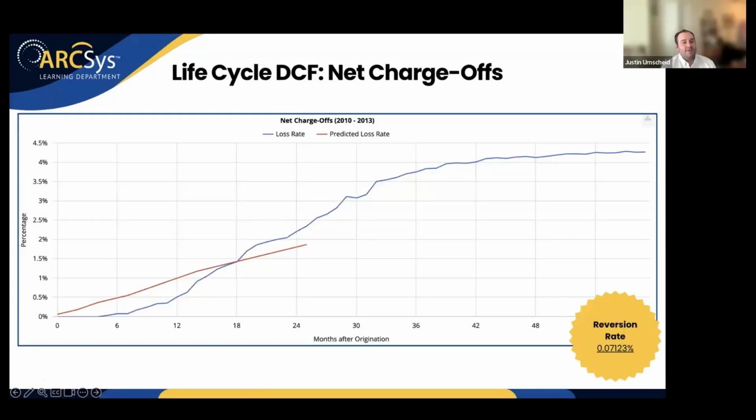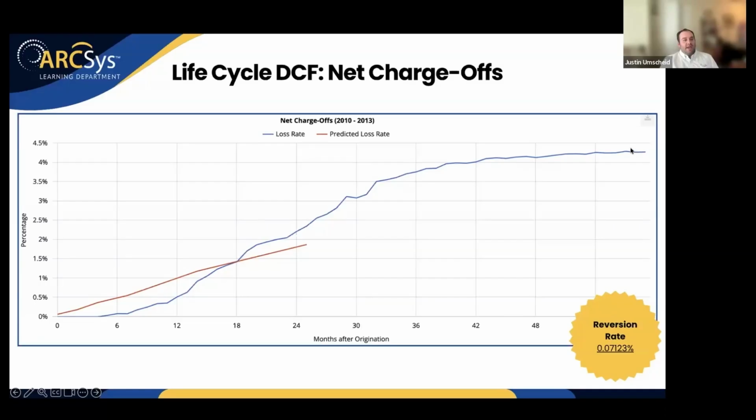So this is a graph of charge-off projections for a vintage-based model or this life cycle discounted cash flow model. What we see here is a cumulative loss curve. And you can see at the top there, I have 2010 through 2013. This is the loss curve of the loans originated in 2010 through 2013, cumulative. Now you'll see this stretches up to about 4.25% by the end of its life. So overall, what that's saying is for this pool, for the loans originated from 2010 through 2013, we charged off about 4.25% of what we originated.